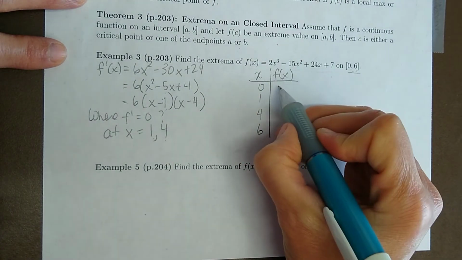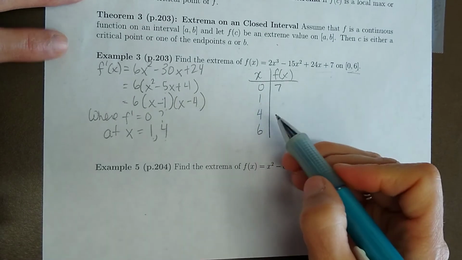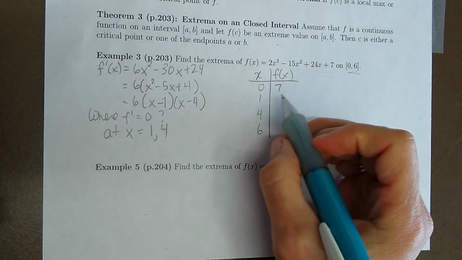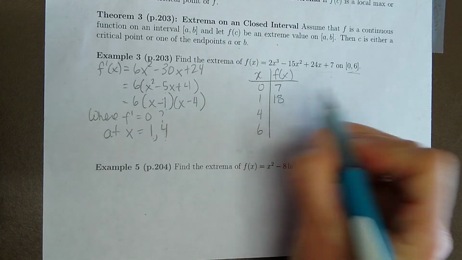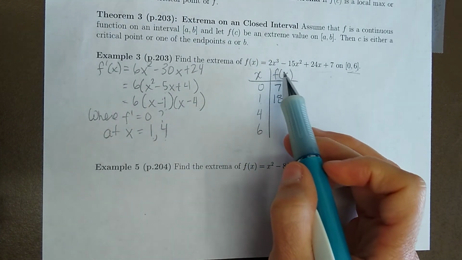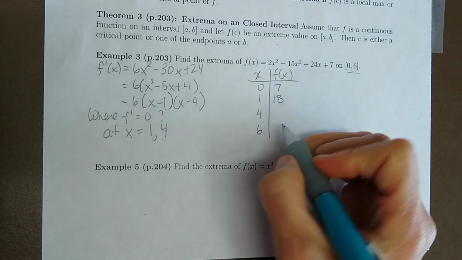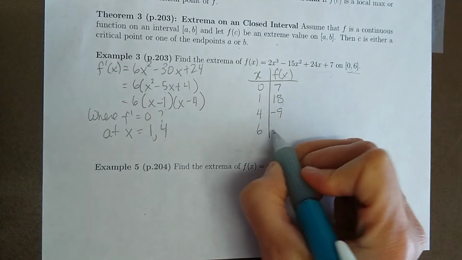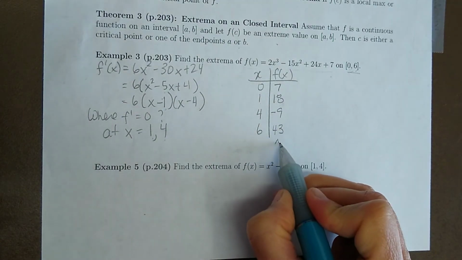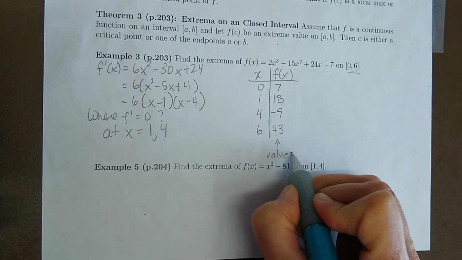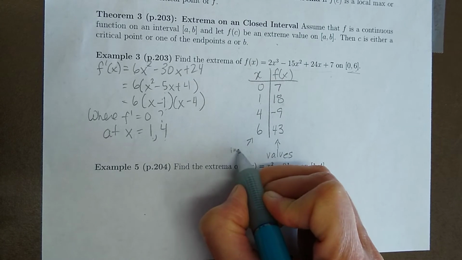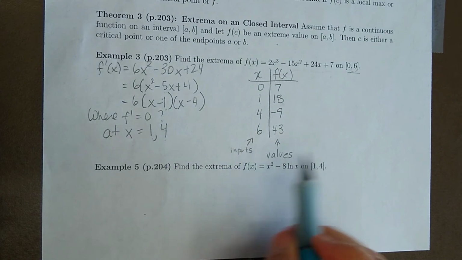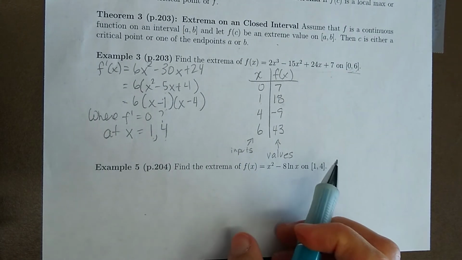F of 0, easy to compute, is 7. F of 1, also fairly easy to compute, is 18. F of 4, I had to use a calculator for, and I get negative 9 there. F of 6 is 43. These are my values, or the outputs. These are my inputs. So these are the c that we're checking, the various x values that we're checking.